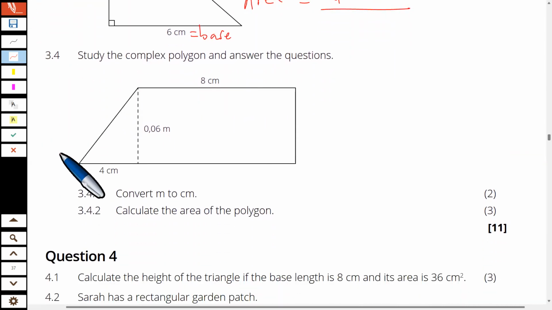Study the complex polygon and answer the questions. Convert meters to centimeters. Okay, let's start. If you have this 0.06 meters, this one here, try to convert it to centimeters and then we shall do corrections. Now, so how do you convert meters to centimeters?